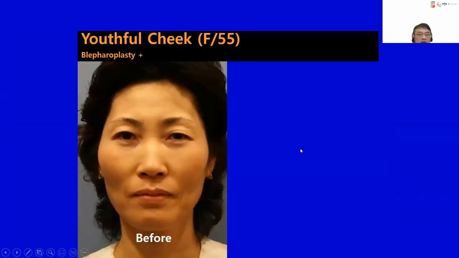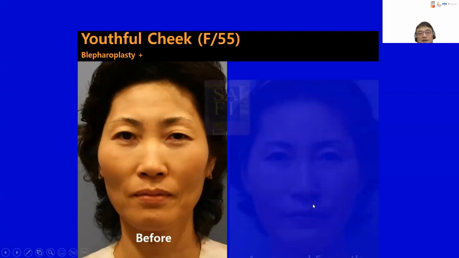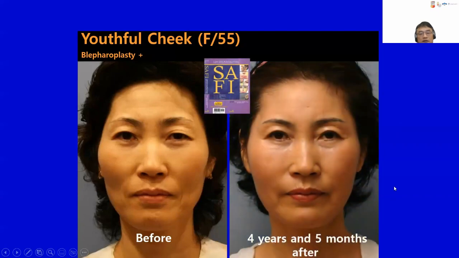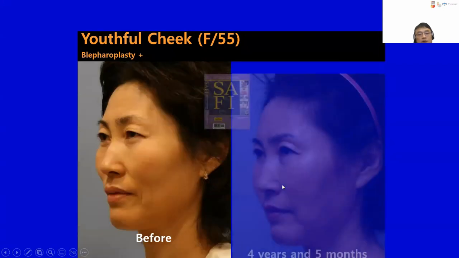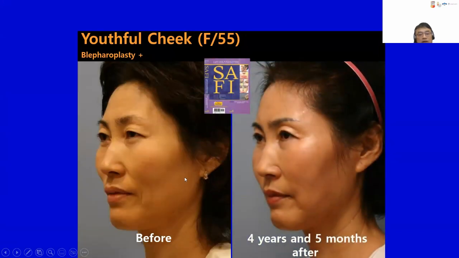Still very nice. This 55-year-old lady wanted to look as she did in high school. So I did 3 sessions, 2 times fresh fat injection, and 4 years and 5 months after, she was very satisfied with her result. From the oblique view, you can see very nice volume restoration without any sagging appearance.